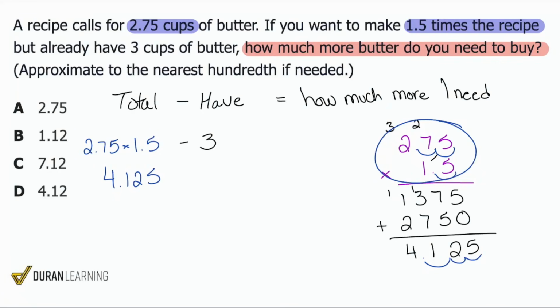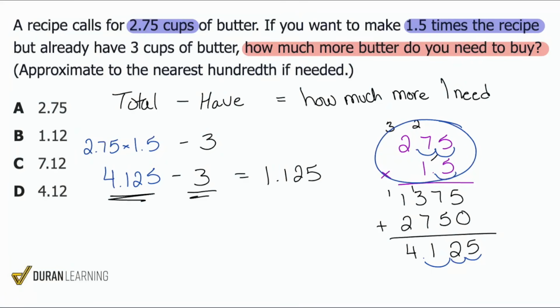So this is where the final piece of the puzzle comes in. This is how much we need. This is how much we already have. We will subtract to get how much more we need, which is going to be 1.125.